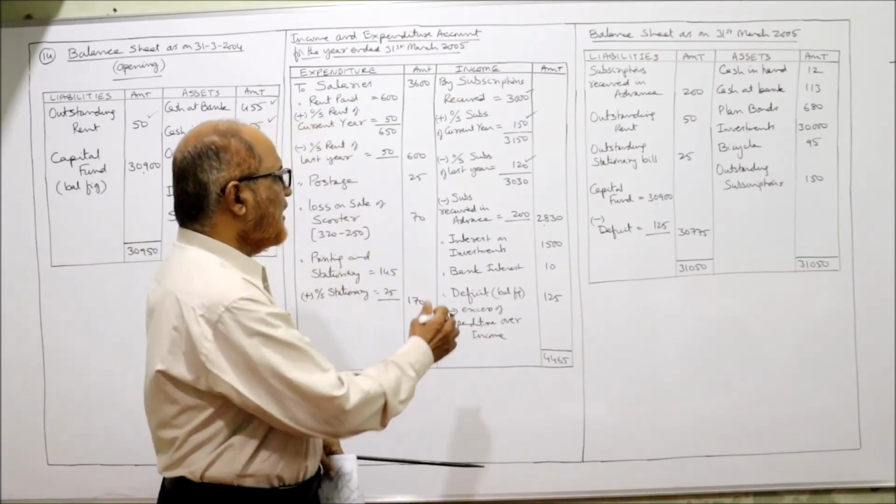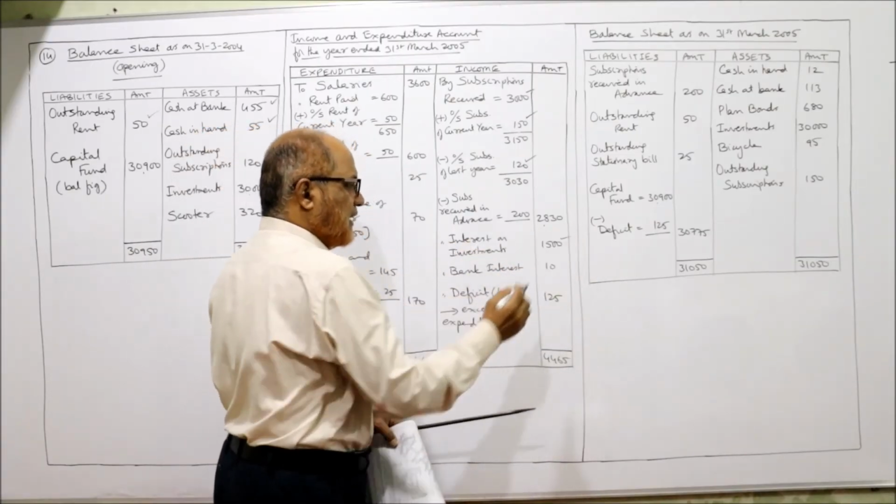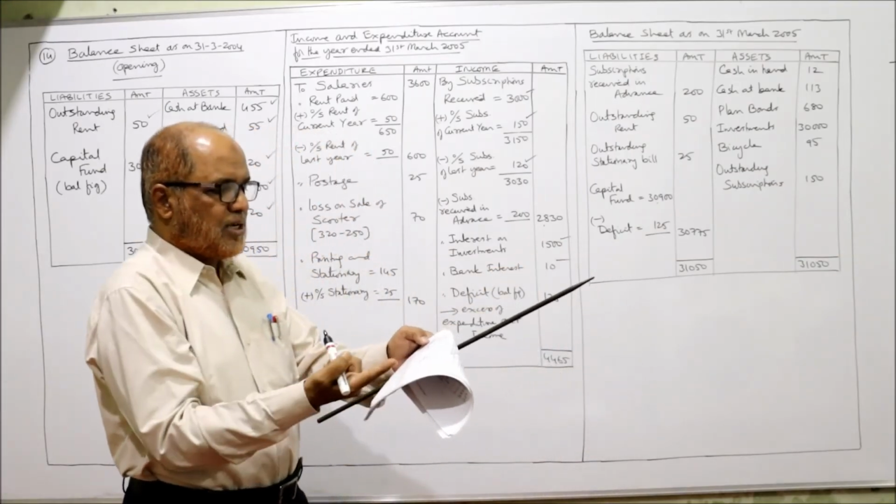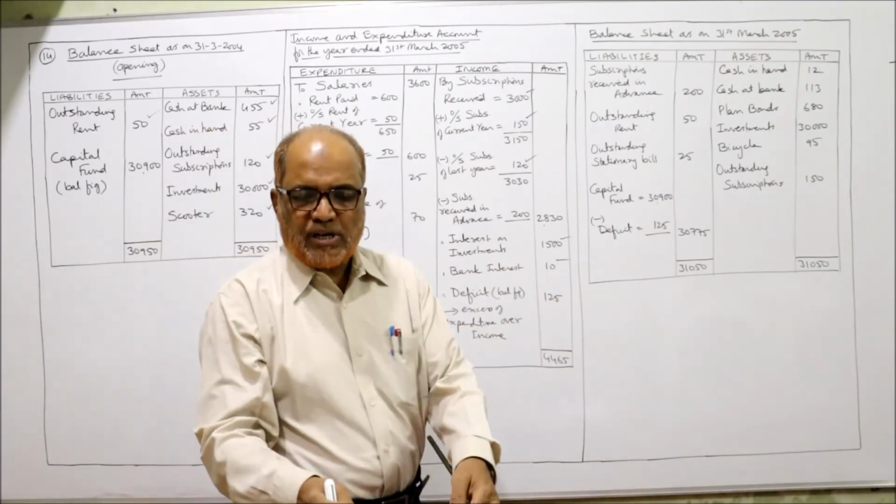Now next income is interest on investment 1,500. So directly interest on investment 1,500. Bank interest 10 rupees. Directly I have taken bank interest 10 rupees. That's all. All the items I have taken.